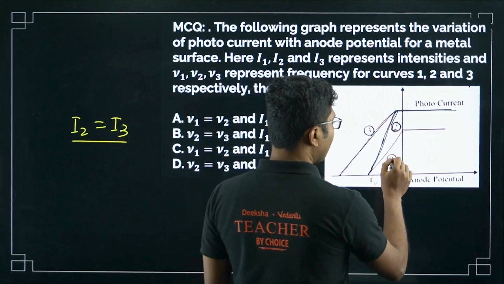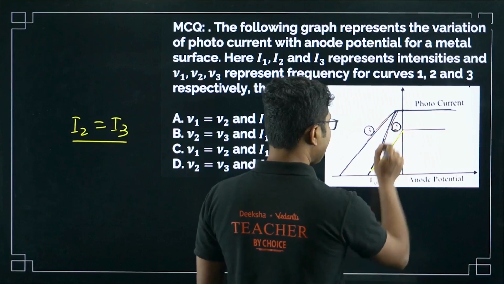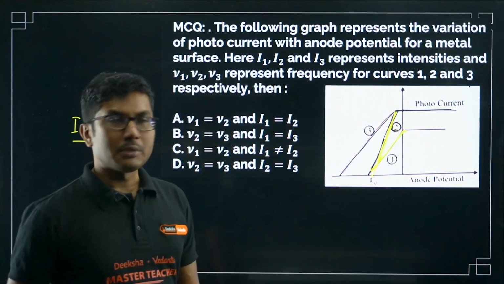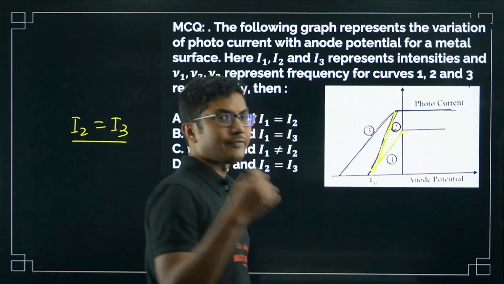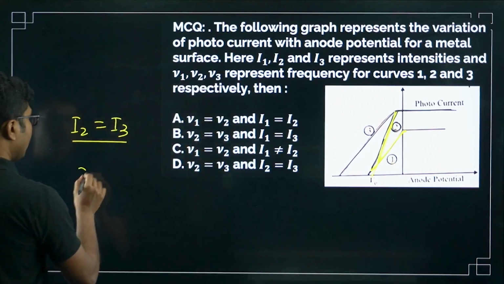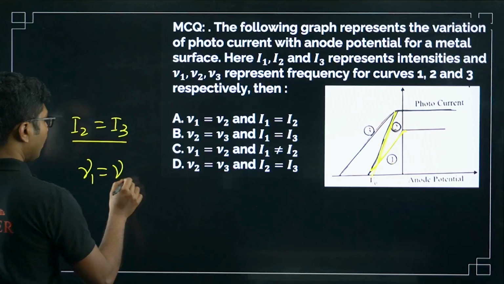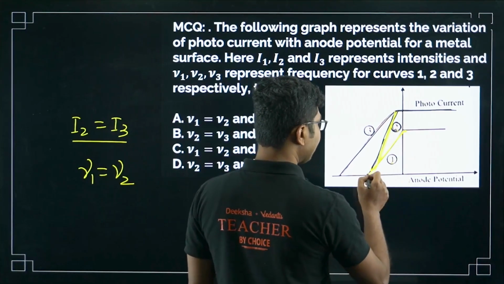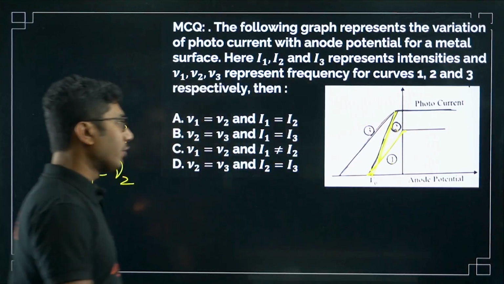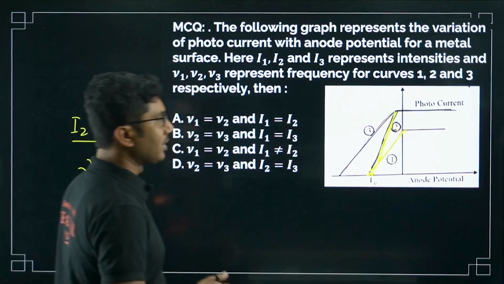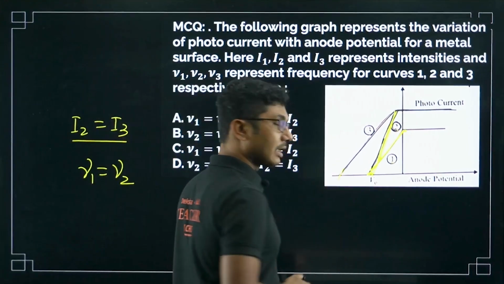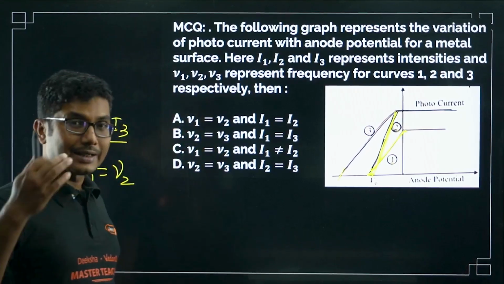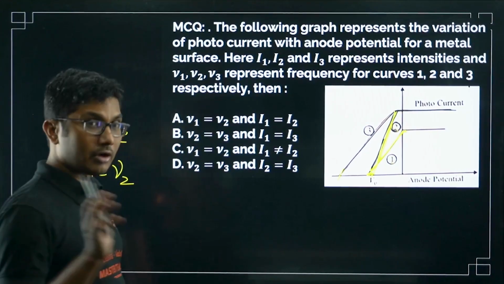Whereas 1 and 2 have the same stopping potential. Same stopping potential means their frequencies are equal. So nu 1 must be equal to nu 2, because they are giving you the same stopping potential. And nu 3 is greater than both of them. Nu 3 has a higher cutoff potential, that means nu 3 will be higher than that, but the greater than relationship is not required to solve this question.